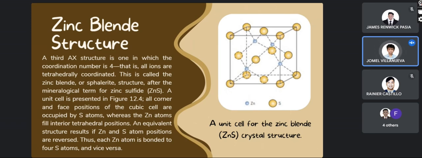All corner and face positions of the cubic cell are occupied by S atoms, whereas the Zn atoms fill interior tetrahedral positions. An equivalent structure results if the Zn and S atom positions are reversed. Thus, each Zn atom is bonded to 4 S atoms, and vice versa. In simpler explanation, each zinc atom is bonded to 4 sulfur atoms, and each sulfur atom is bonded to 4 zinc atoms. This is called tetrahedral coordination, where the atoms form the shape of a tetrahedron, a pyramid with a triangular base.